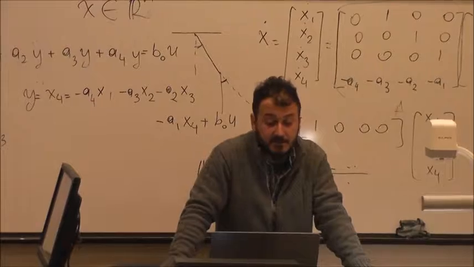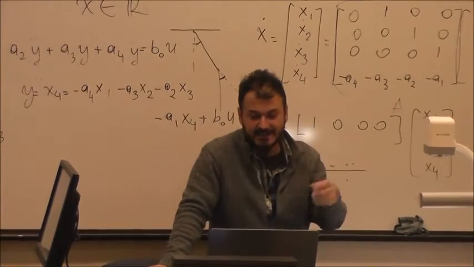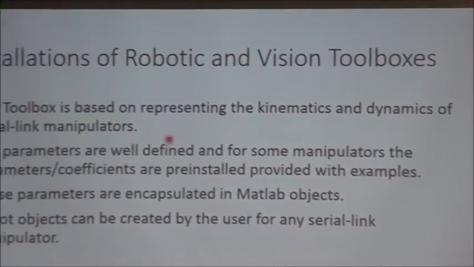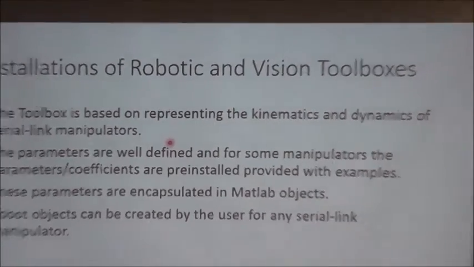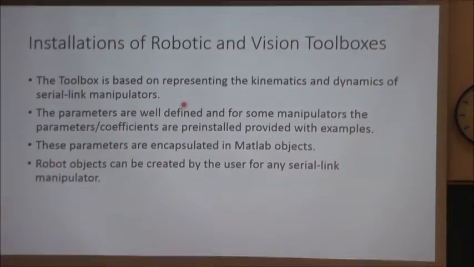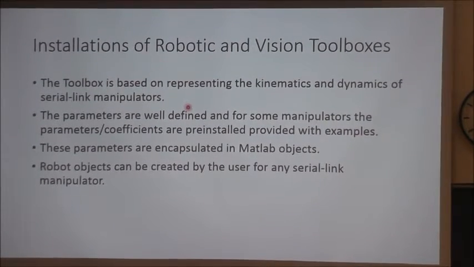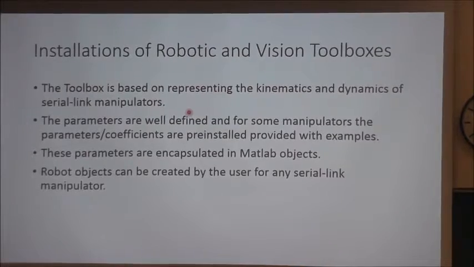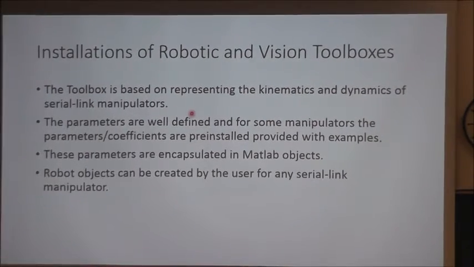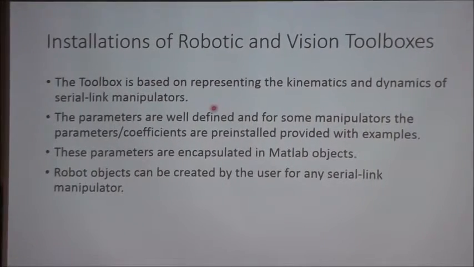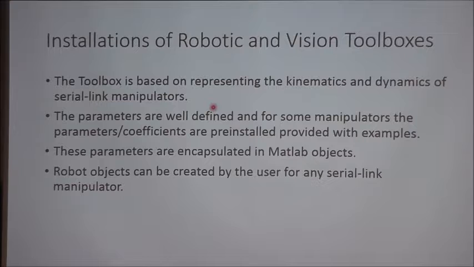So that's why the toolbox is based on representing the kinematics and dynamics of serial link manipulators. You're basically skipping all those mathematical representations and doing the operations by yourself. The parameters are well defined, and for some manipulators the coefficients are pre-installed, provided with examples, like the Puma 560, for example, right? These parameters are encapsulated in MATLAB objects. They are objects.